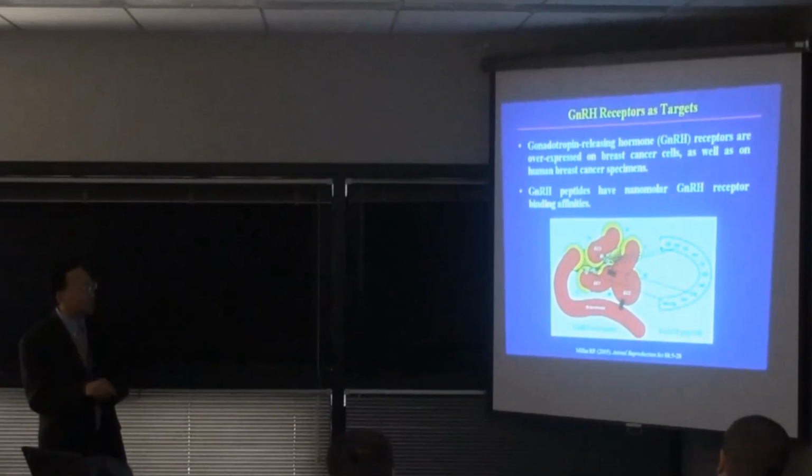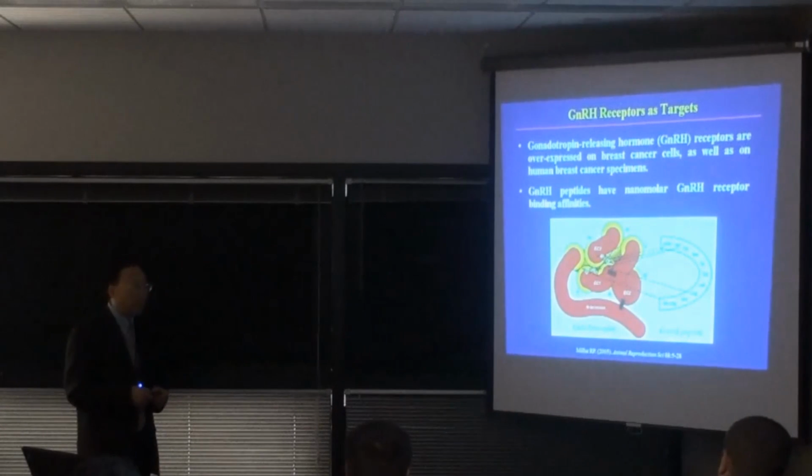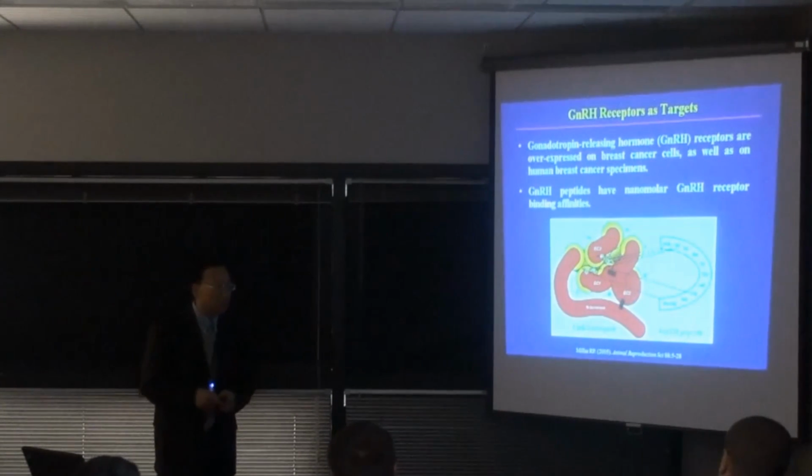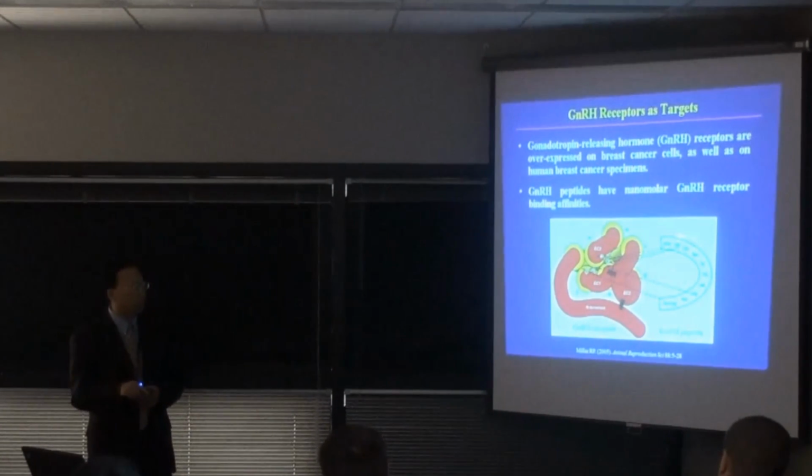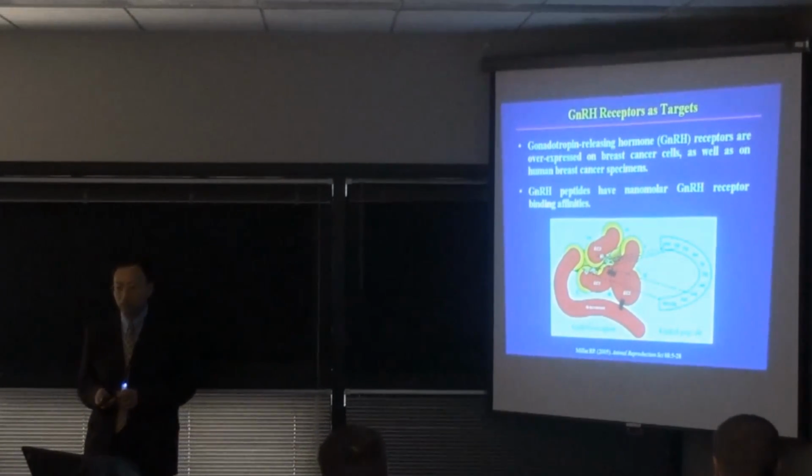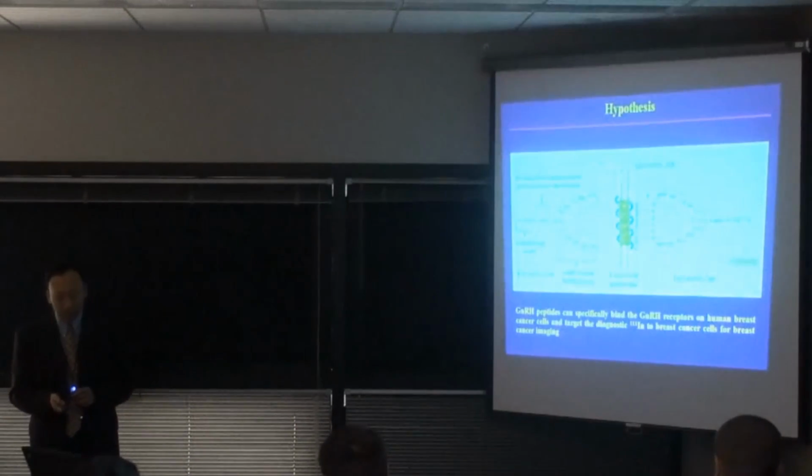As you can see here, this is the native GnRH peptide sequence, and both the N-terminus and the C-terminus are involved in GnRH receptor binding. So if you want to attach a metal chelator to this molecule for radiolabeling, basically you don't want to attach it to either the N-terminus or the C-terminus, because both are very important for receptor binding.